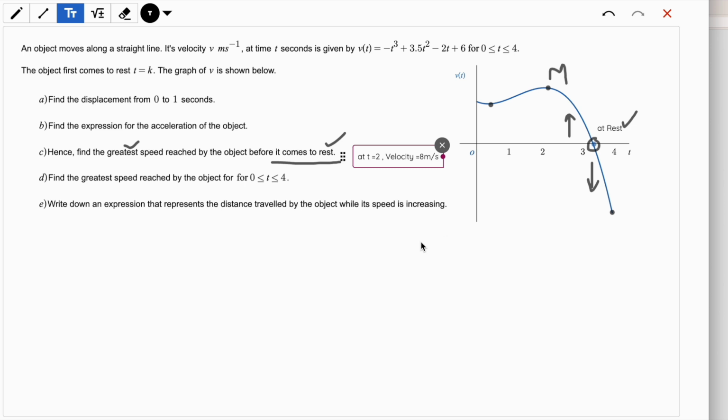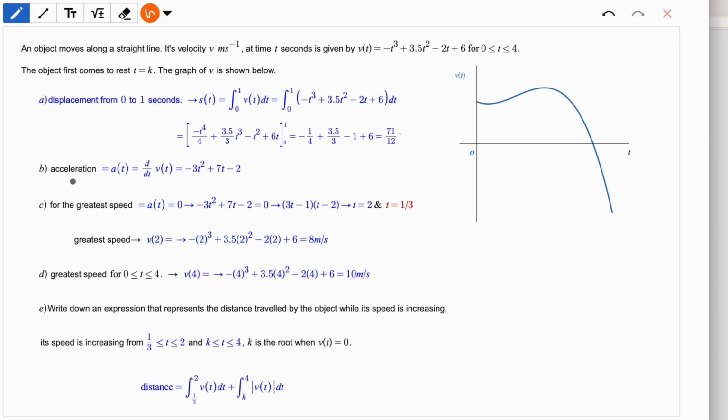Alternatively, what you would have done is, because you have the expression for the acceleration, you can differentiate it, right? Sorry, that differentiation is already done. Now equate to 0, where your acceleration is changing direction. So here you go, t equals 2 and t equals 1/3. So these are the 2 points. At 1/3 it is the minima, and at 2 it is the maxima, and we can confirm it.